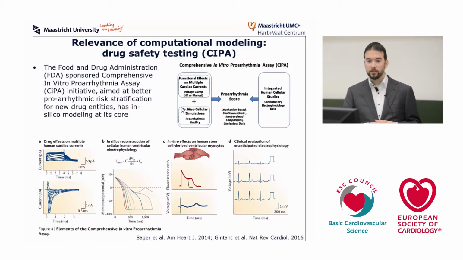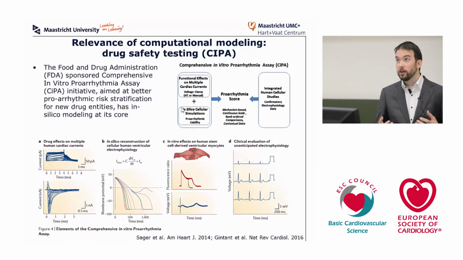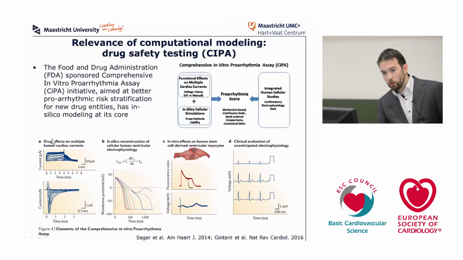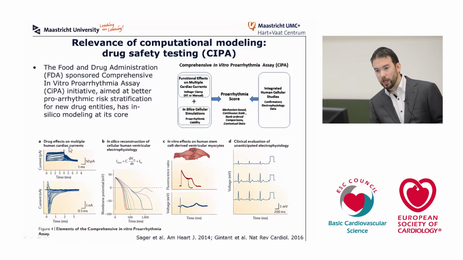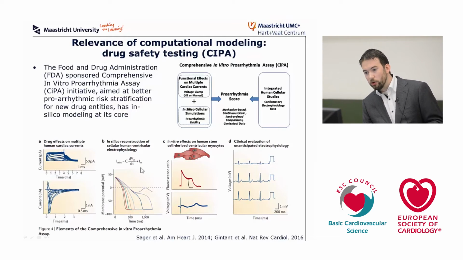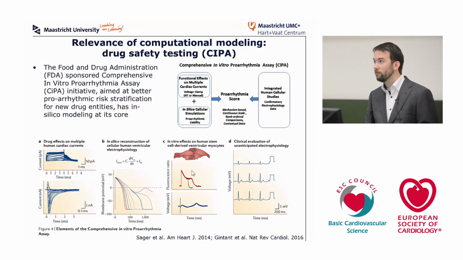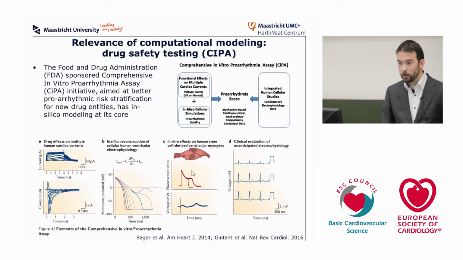With this CIPA assay, computational modeling now gets a very important role in this process, because this initiative says, well, we should first measure the effect on individual ion currents, and then use a computer model to integrate all of this information to see what happens to the action potential. And only thereafter, we will validate this, for instance, in human stem cell-derived cardiomyocytes, or look at a more clinical phenotype. So computer modeling is now officially recognized as having an important role for this drug safety testing.